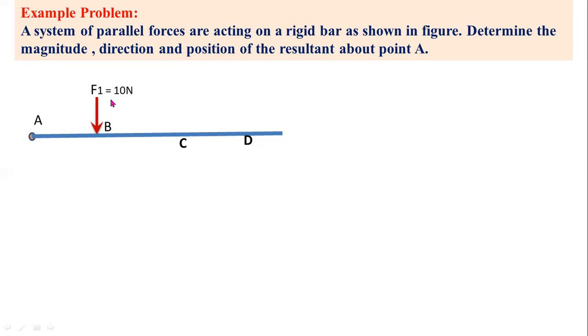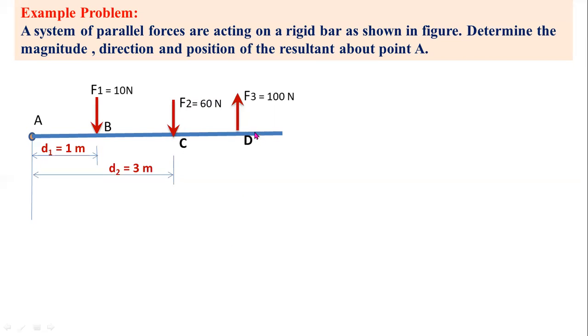Here force F1 equals 10 newtons, acting at a distance of 1 meter from the point A. This is the force F2. F2 equals 60 newtons, acting at a distance of 3 meters from the point A. And this is the force F3. F3 equals 100 newtons, acting at a distance D3 equal to 6 meters. So this is the given force system.